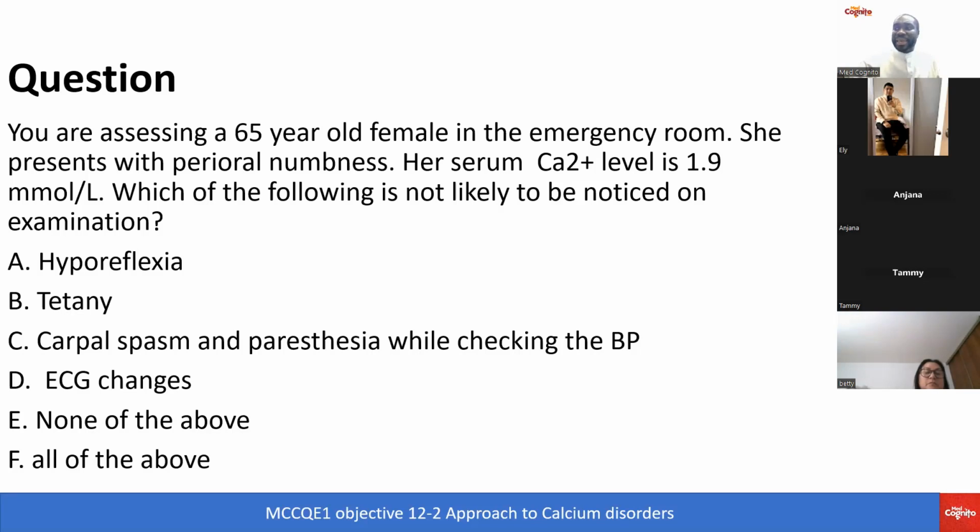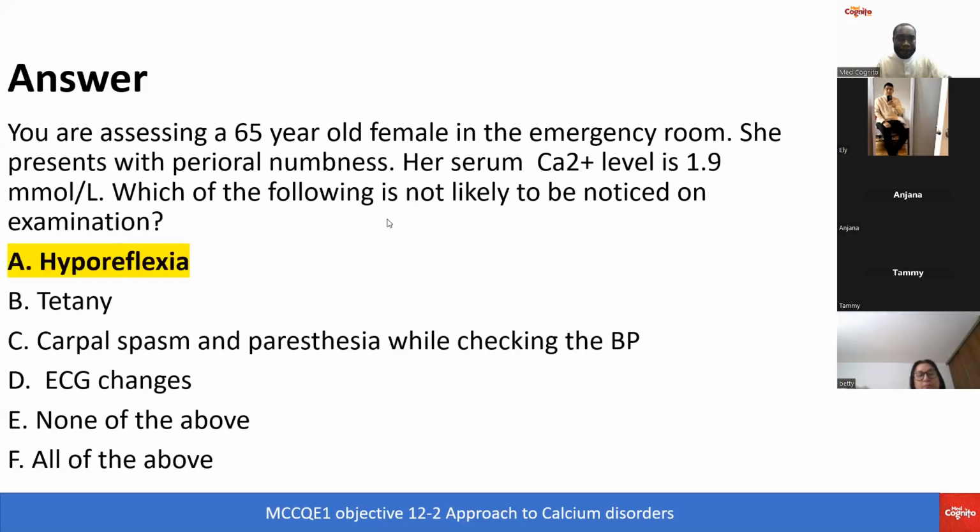Is it A? Is it B? Is it C? Or is it D? Please, those on Facebook, please put your answers as well. I'll be reading out your answers. So what are the answers I'm getting? Dr. Abdul says E. Dr. Juan says D. Dr. Felix says E, none of the above. Others are also saying D, ECG changes.